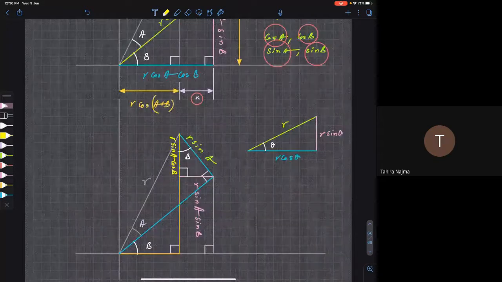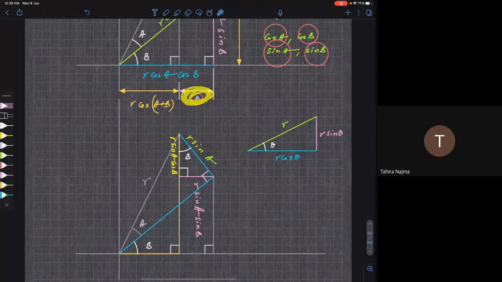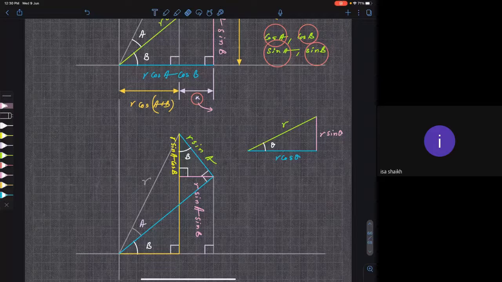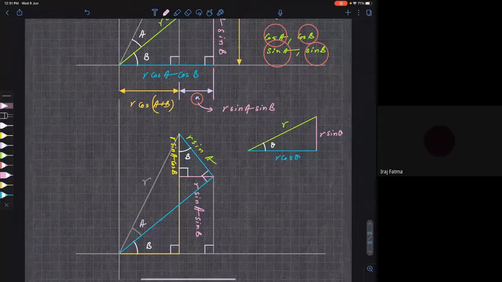So what is this missing point? This missing line segment. What is it? This pink line, right? Only this pink line. R sin A sin B. Very good. It is R sin A sin B. Very good.